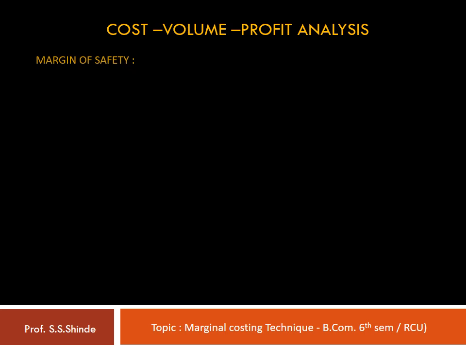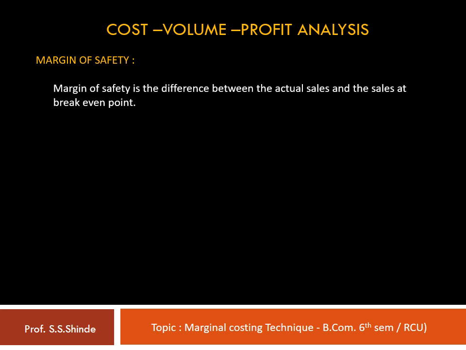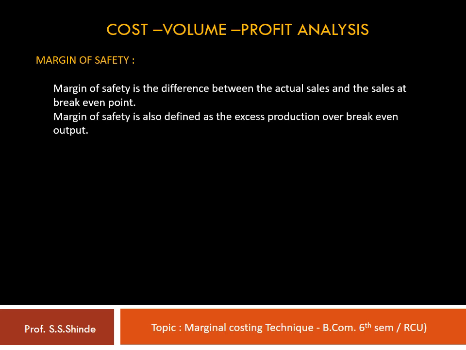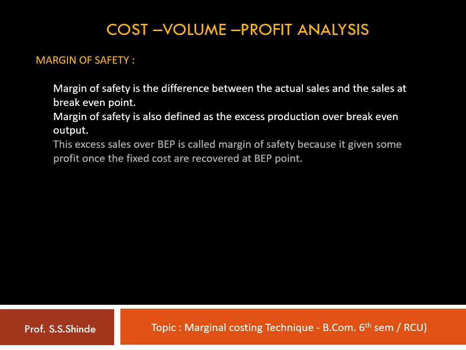The next concept under cost volume profit analysis is the study of margin of safety. Margin of safety is the difference between the actual sales and the sales at break-even point. Margin of safety is also defined as the excess production over break-even point. This excess sales over break-even point is called margin of safety because it gives some profit once the fixed costs are recovered at break-even point.